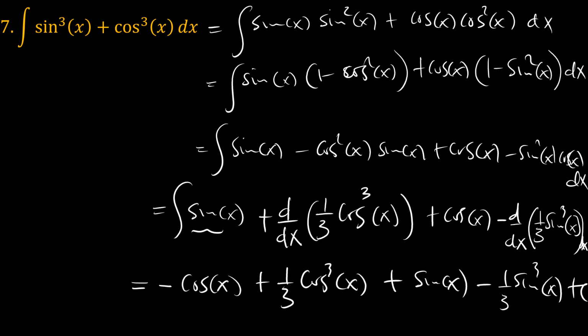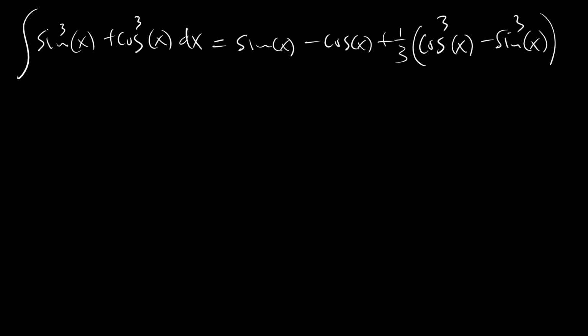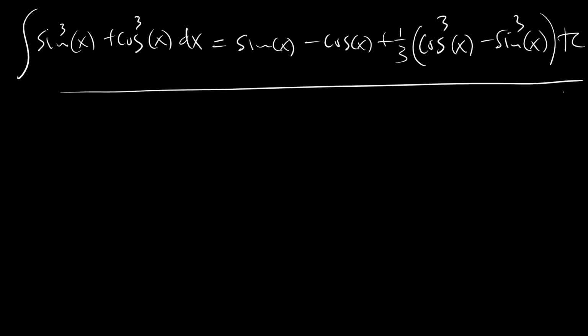What do we get? So now our integral of sine cube of x plus cosine cube of x, that integrated, is the same as sine x minus cosine of x plus a third of, in bracket, cosine cube of x minus sine cube of x plus c. And that is the answer.